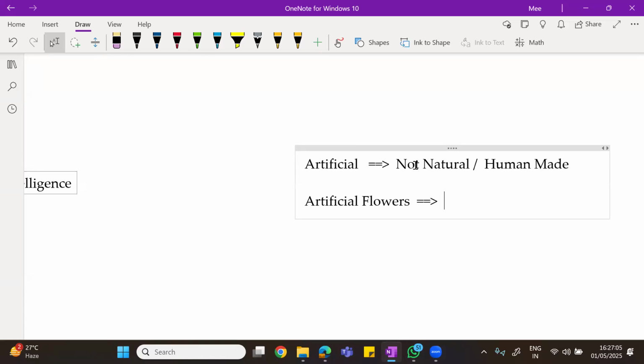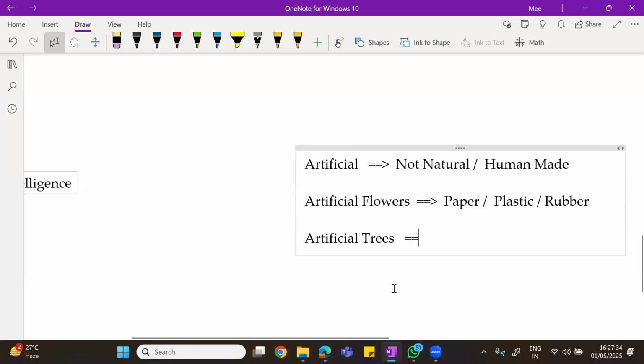Maybe I will use paper, or sometimes some plastic, or sometimes rubber. These are the ways I make them. Now, one more example: artificial trees. Artificial trees are there.